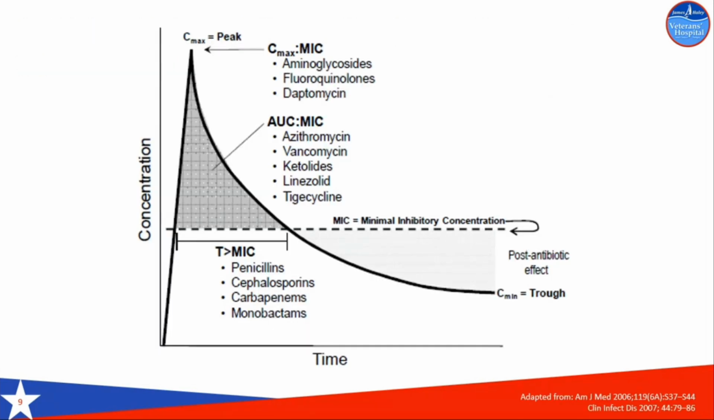So again, another concentration time curve. This is showing you the exact same information that we saw in the previous slide. But for those of you who are visual learners, it might be a little bit easier to see in this manner. So obviously the aminoglycosides, we're looking at concentration dependent, so the highest concentration above the MIC. Area under the curve for Vanco, so it's this shaded area under the curve here, and then the time above the MIC for the penicillin cephalosporins, which we are not going to be talking about today.